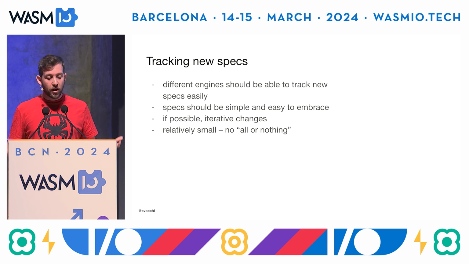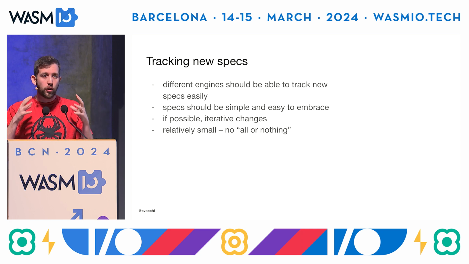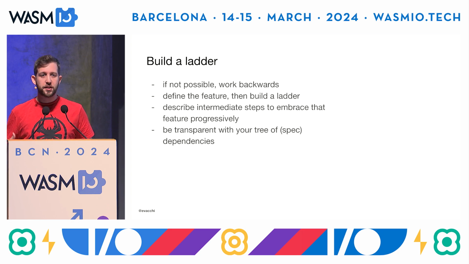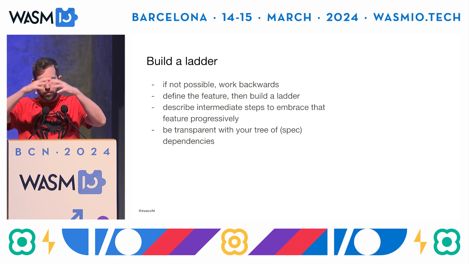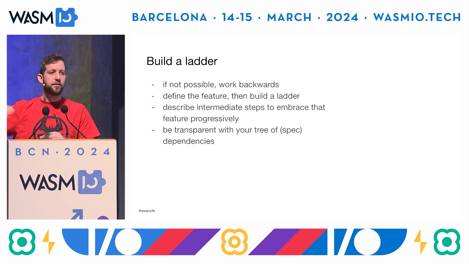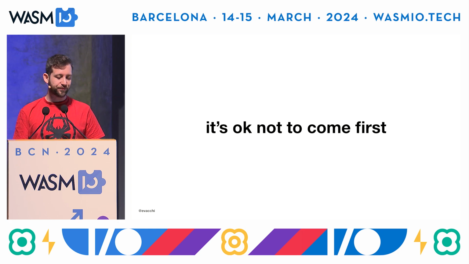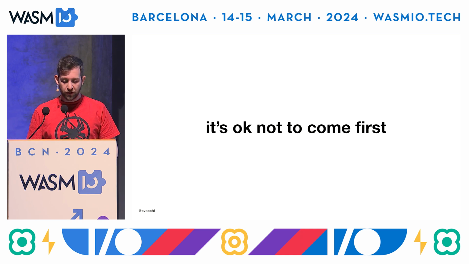Tracking new specs can be hard, especially if these specs are large. So hopefully specs should be small and easy to embrace. If they cannot be broken down into smaller pieces, it's useful if the spec, for instance, gives you a ladder and a tree of dependencies from other specs that are requirements to implement the spec. If you cannot break down a large spec, it will be useful for a runtime to know: first build this, and then this, and then this, even if it's just one whole spec that is broken down into pieces. And it's OK not to come first. That's right. That's what we do, after all.